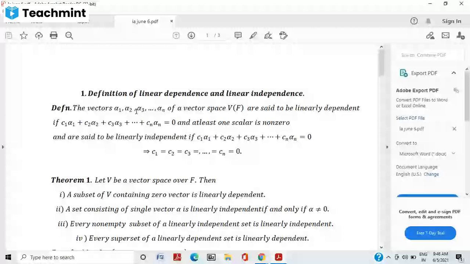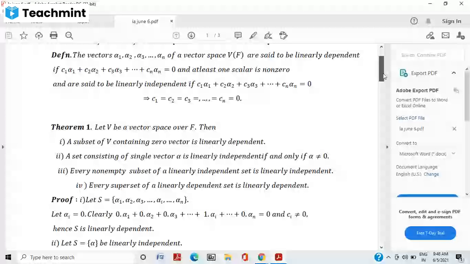First one, what is linearly dependent? Vectors alpha 1, alpha 2, etc., alpha n of V(F) are said to be linearly dependent if C1 alpha 1 plus etc. plus Cn alpha n equals 0 and at least one scalar Ci is non-zero. If it is linearly independent, all Ci should be equal to 0. Okay, now we will move on to one theorem. Then we will wind up.